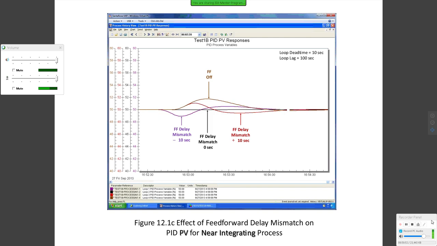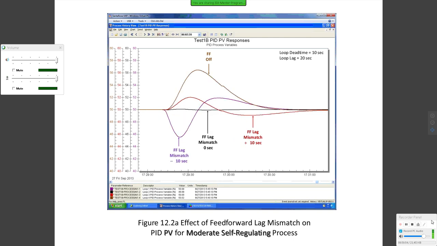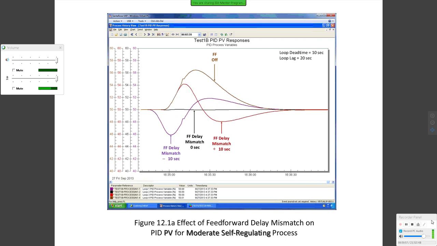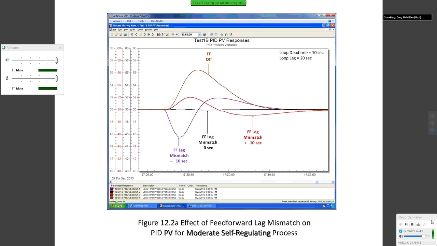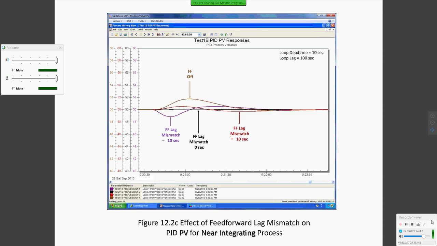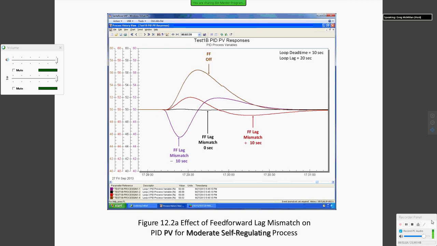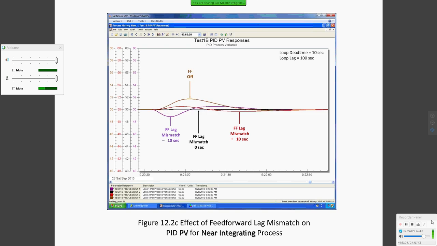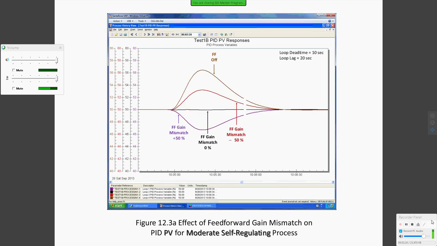Here we go for, let's see, effective feed forward delay and near integrating. I kind of got these out of normal order, but anyway, here it's for a moderate self-regulating process, delay and mismatch. I guess I have a problem here with the buttons, but anyway, here we have the effect of the lag mismatch. And then let's talk about gain.